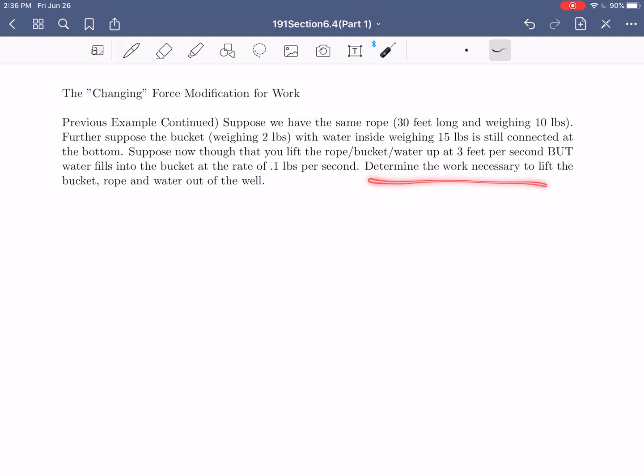So we're going to try to again determine the work necessary to lift the bucket, rope, and water out of the well. Now, immediately before we even do this example, we should intuitively realize that the answer to this is going to be larger than the answer from the previous one. Why is it going to be larger? Because the water is increasing, the weight of the water is increasing, so we're basically lifting something that is heavier.